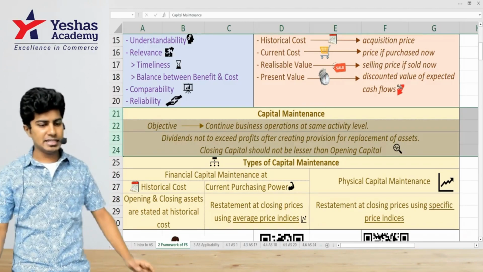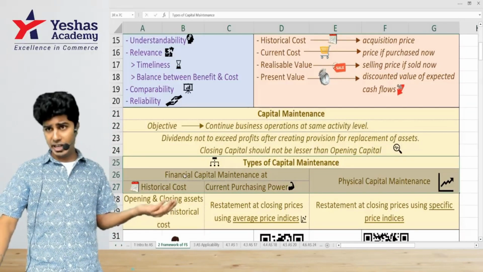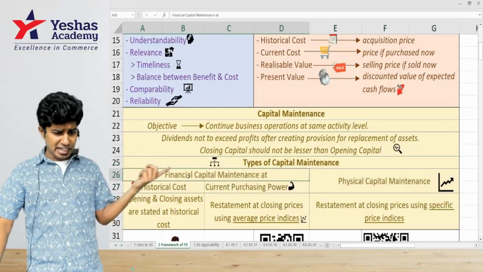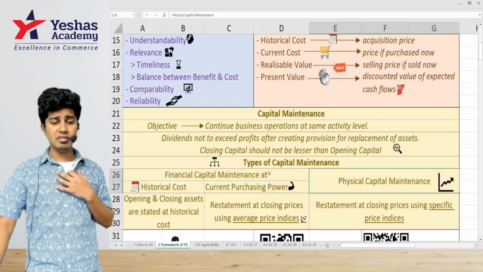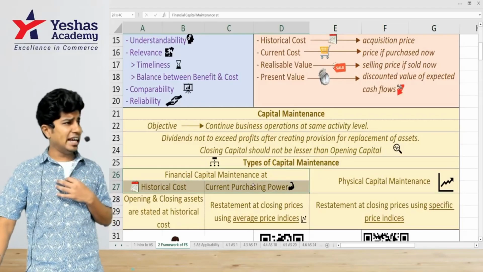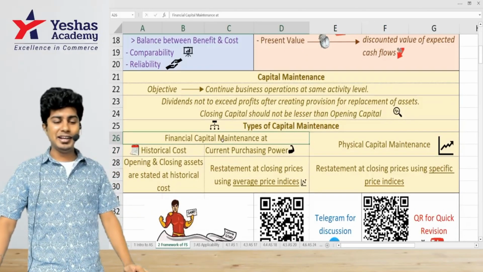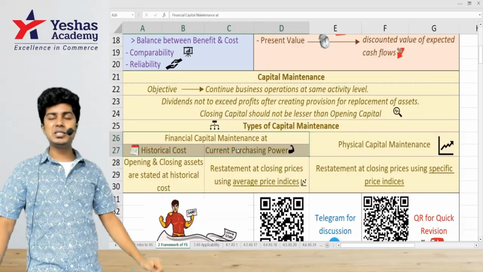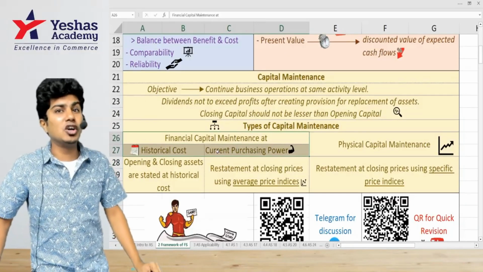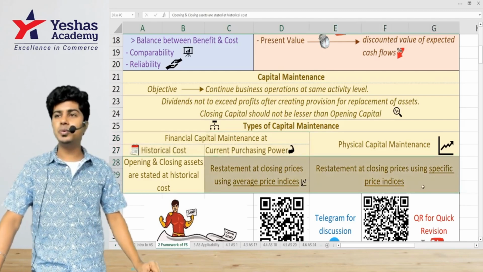Got it? Nice. There are two types of capital maintenance, or two bases on which we can identify. One, financial capital maintenance. Second one, physical capital maintenance. Under financial capital maintenance, there are two. One, historical cost. Two, current purchase price. I've already explained all these three to you.